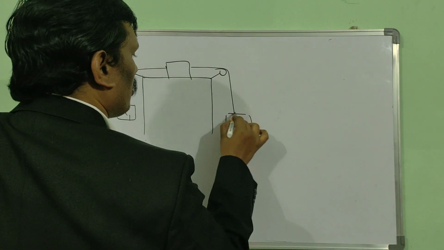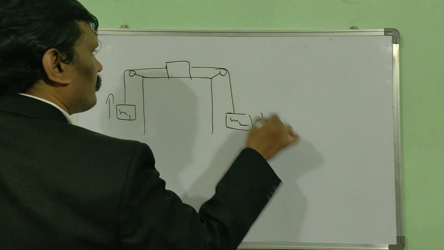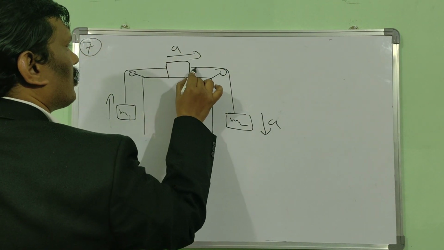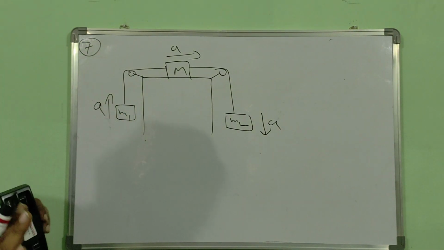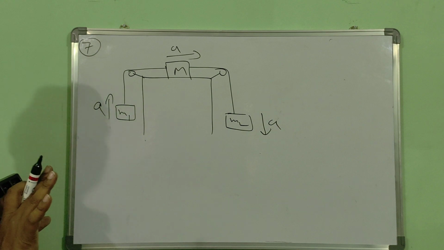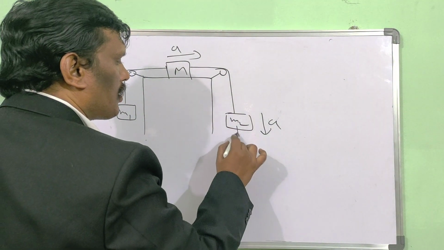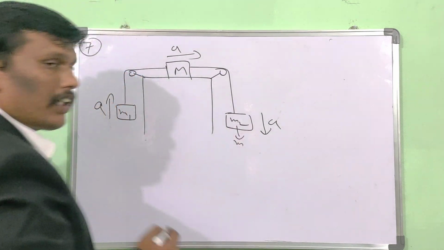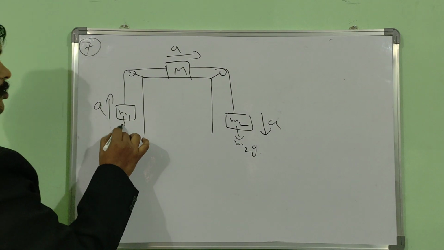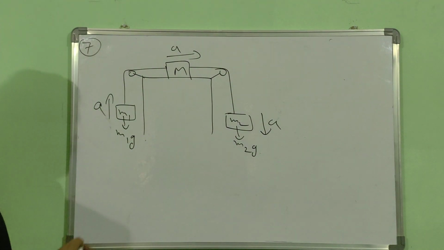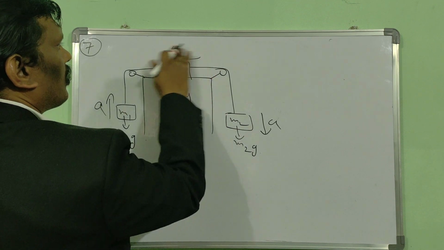M1 and M2. Suppose this is the situation. This is the capital M I am going to consider. So here, what is the weight acting on the M2 mass? M2G. What is the weight acting on the M1 mass? M1G. Weight is always downward. What is the weight acting on Mg?